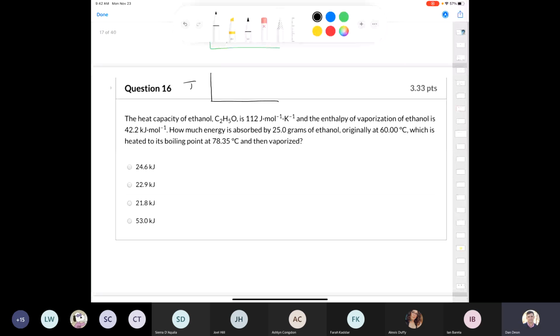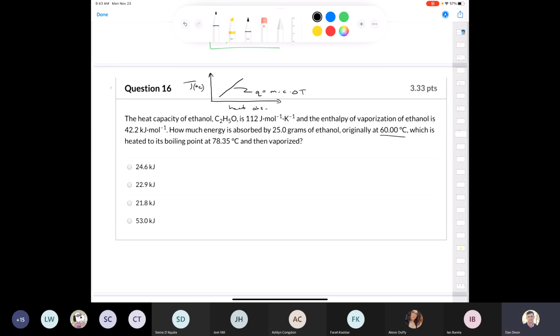If this is our temperature, let's say in degrees Celsius, and this is our heat absorbed, we're starting with the liquid, aren't we? Because it's originally at 60 degrees Celsius and it doesn't boil till 78.35. So first we're going to warm up that ethanol. How do we calculate the amount of heat absorbed during the heating process? Use Q is equal to M times C times delta T.